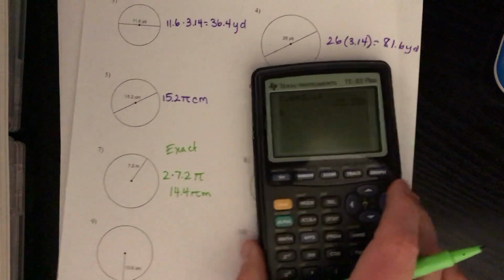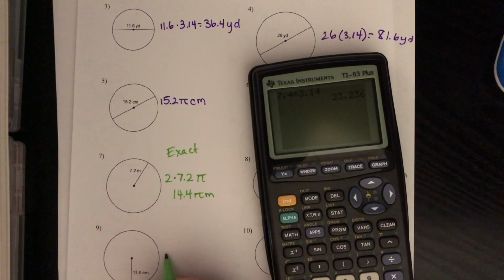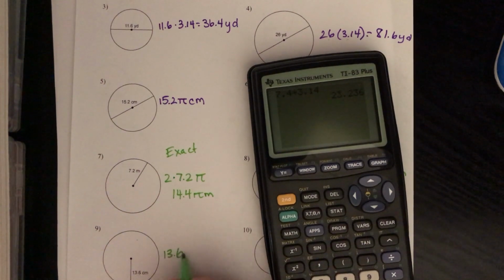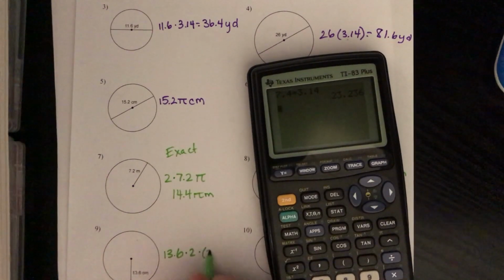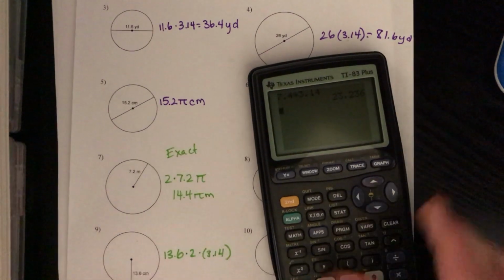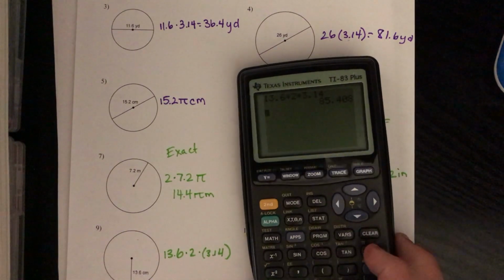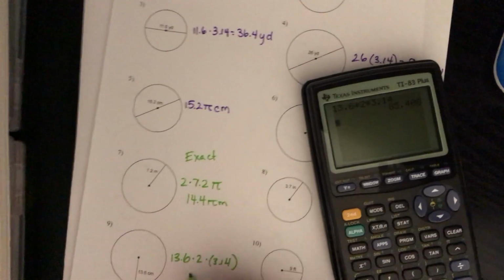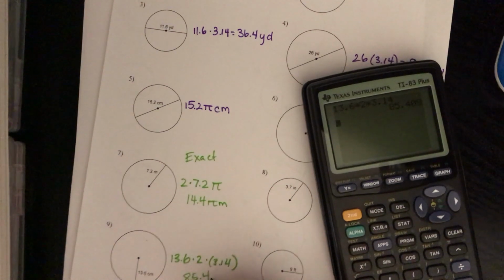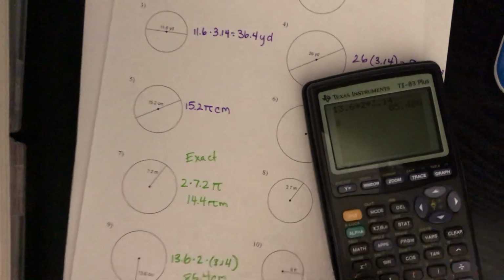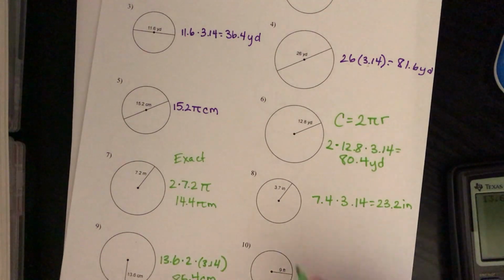All right, number 9, we have 13.6 times 2 times 3.14, and so that is 85.4 centimeters.